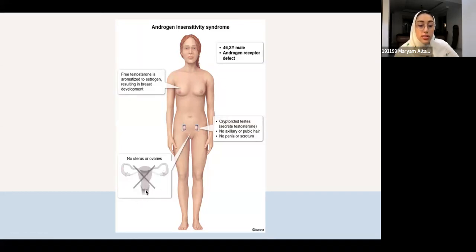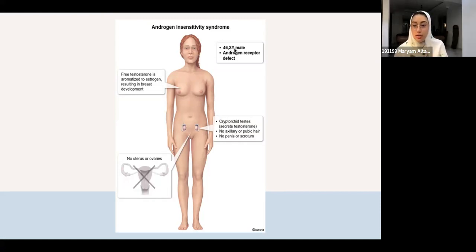So if you were to examine it, it's like a closed loop. It does not lead anywhere. That's what they mean when they're saying it's a blind-ended vagina. It does not enter into the uterus or any other structures because there's nothing there in the first place. So there's no uterus, no ovaries. Why? Because this person had anti-Müllerian hormone, they're XY.